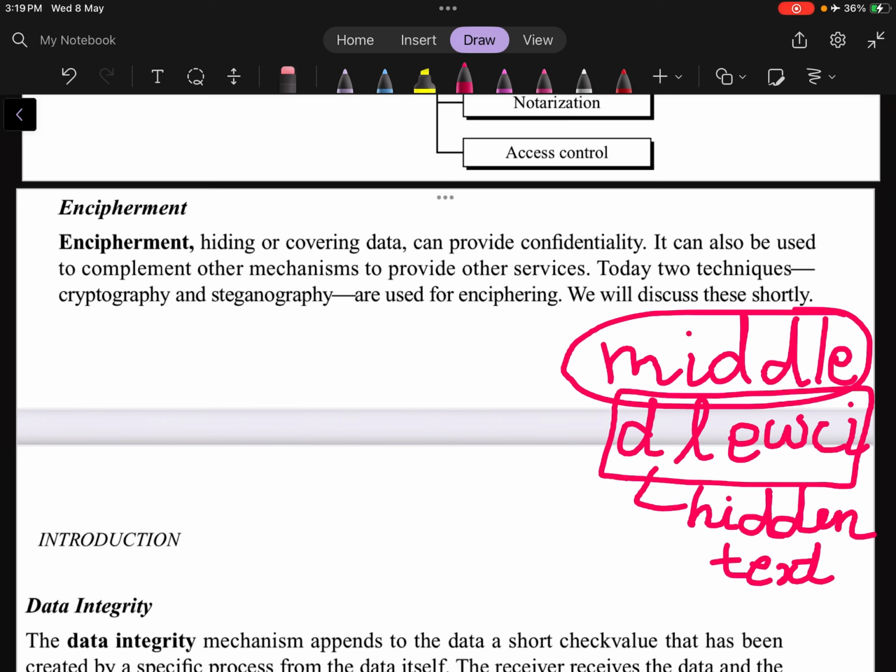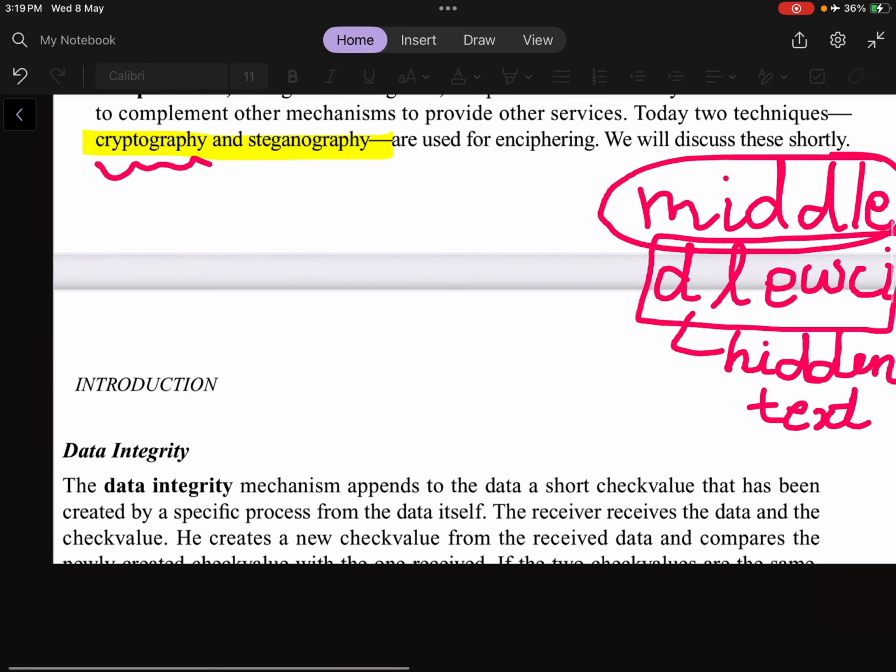It can also be used to complement other mechanisms to provide other services. The two techniques which are used for encipherment are cryptography and steganography. We will be studying the cryptography mechanisms because our subject is cryptography and system security.